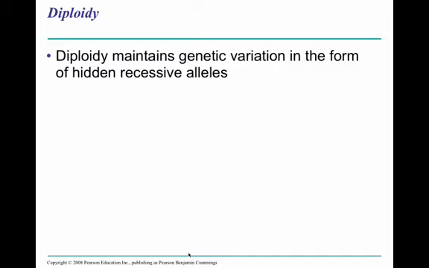Now the first is diploidy. And as you remember, diploid cells are what? Cells that had contributions from two parents leading to a 2N state. Well, diploidy maintains genetic variation in the form of hidden recessive alleles. So think of all the heterozygous organisms we've seen examples of where there may be a dominant trait that you see in the phenotype, but they're carrying the recessive alleles.